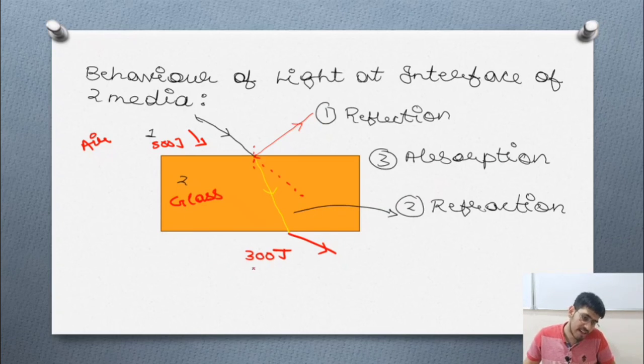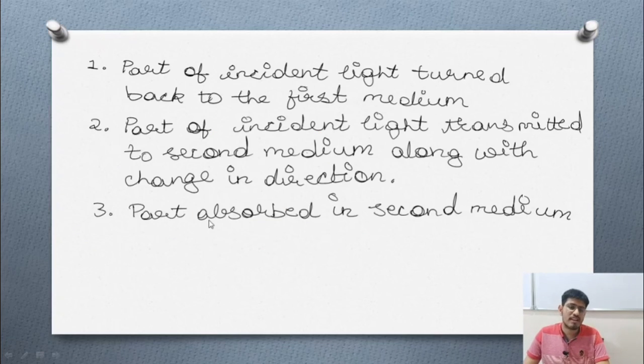Or suppose you consider that 300 joules over here, 100 joules over here. Where is the 100 joules energy gone? 100 joules energy is gone under absorption. It is getting absorbed in this glass medium. As simple as that. So now just look towards the definitions.